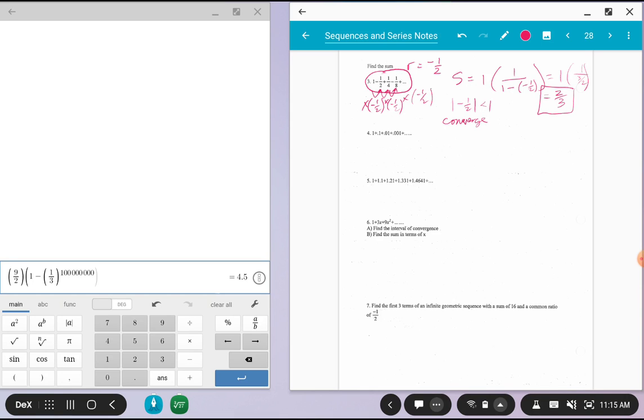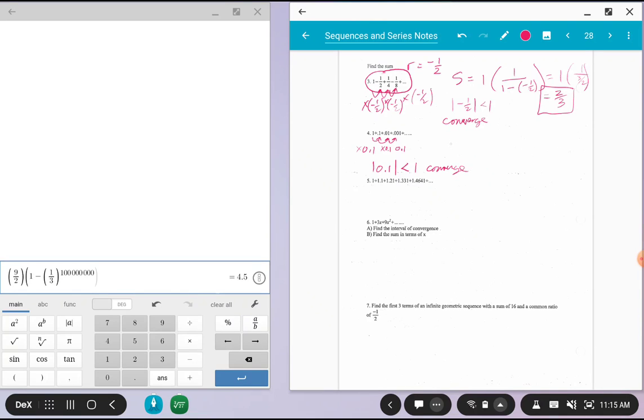Okay? Let's take a look at our next case. We have 1 plus 0.1 plus 0.01, and so on and so on. Well, how do we get from term to term? We have to multiply by 0.1, right? 0.1 times 0.1 will give us another 0.01. So we're always multiplying by 0.1. What do we know about this? Well, the absolute value of the ratio, 0.1, is less than 1. So therefore, we know that this is going to converge.